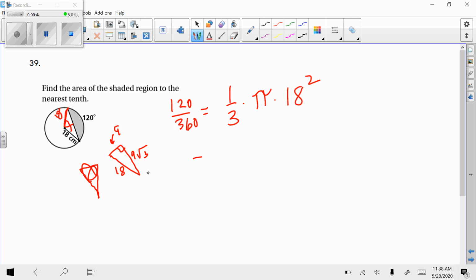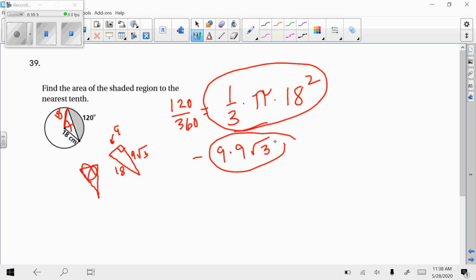So we would have to do the base times the height divided by 2. Since this is half the triangle, let's just do base times height. So 9 times 9 times the square root of 3, which is 81 times the square root of 3. So figure out what that equals for your sector. Figure out what that equals for your area of your triangle.